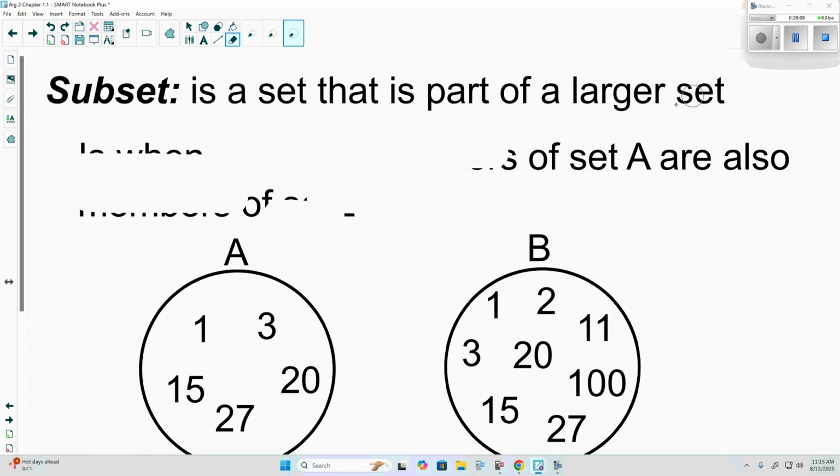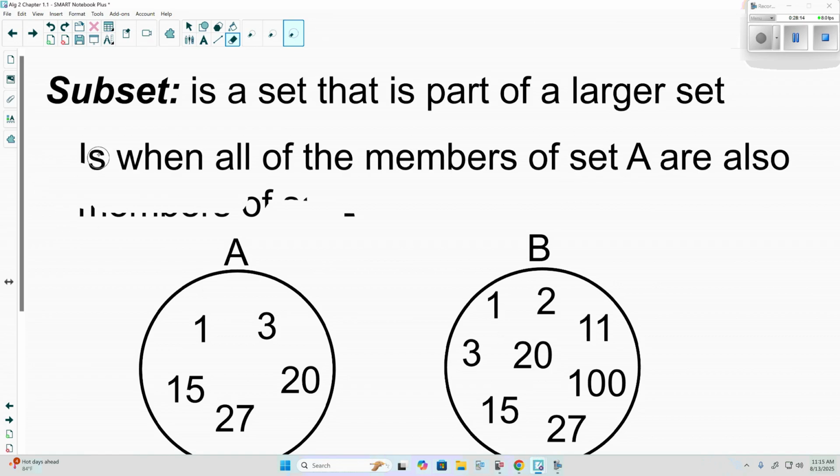So a subset is a set that is part of a larger set. It is when all the members of set A are a part of set B. So we can say A is a subset of B because all of the members of A, all the elements, all the things contained in set A are also contained in set B. It is a smaller group of the larger whole.